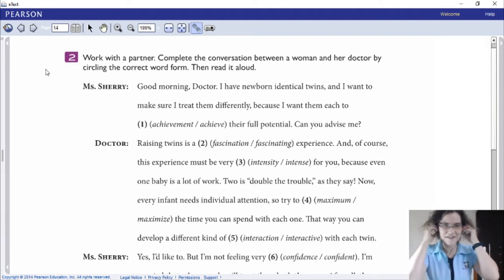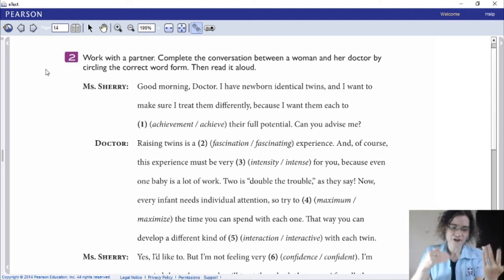Awesome. Now we continue with number 2. Here we have a talk going on. It's a conversation between a woman and her doctor. By circling the correct word form, I'd like you to look at it and point out which is correct. So you're completing this conversation. While you're reading it, you have to figure out between the 2 options which word is better. Not that the word is the same, but the part of speech is different.